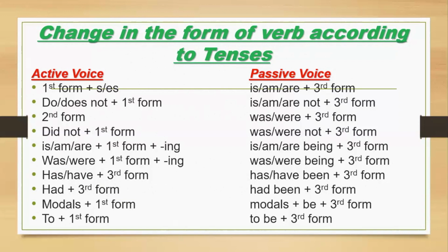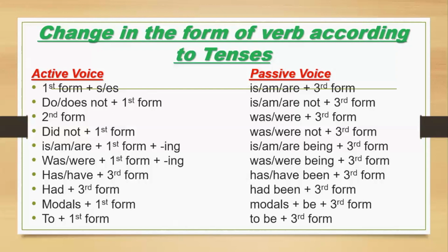So third form of the verb is common in voice. Do, does, not plus first form will change into is, am, are, not plus third form. Only not is added. If there is second form, it will change into was, were plus third form. And if there is did not plus first form of verb, it will change into was, were plus not plus third form of verb. In this only not is added.